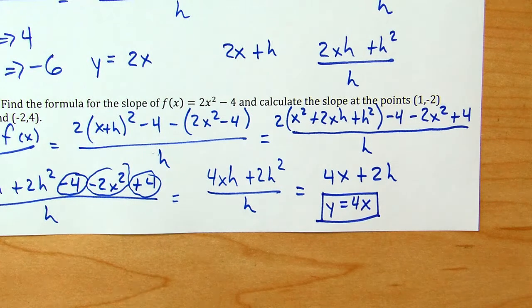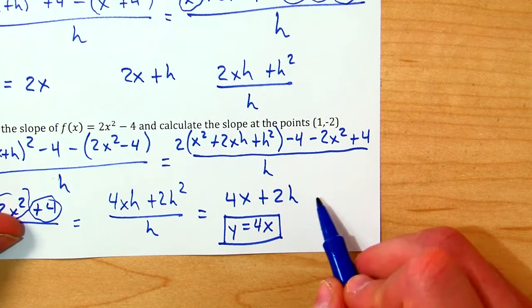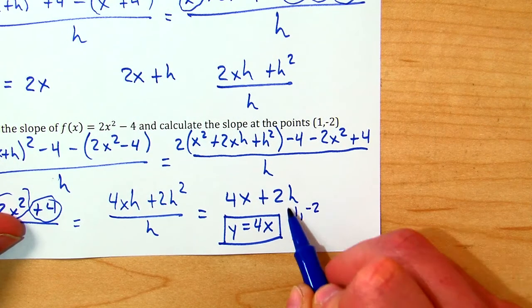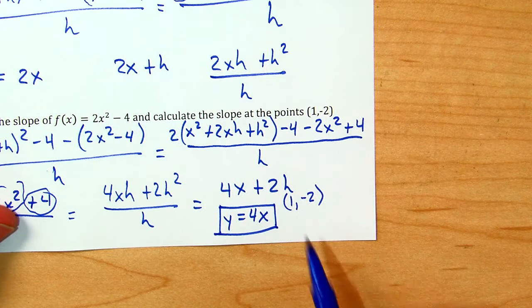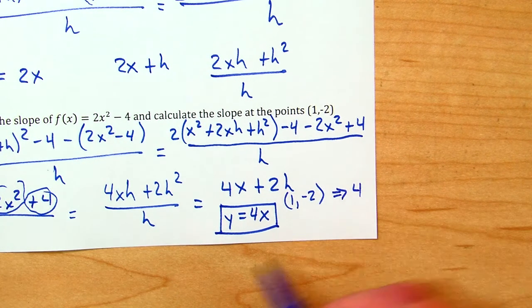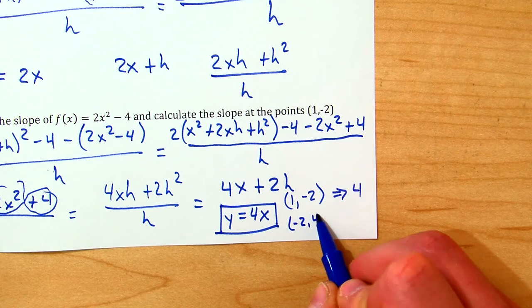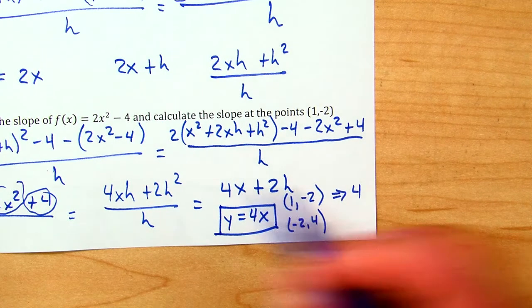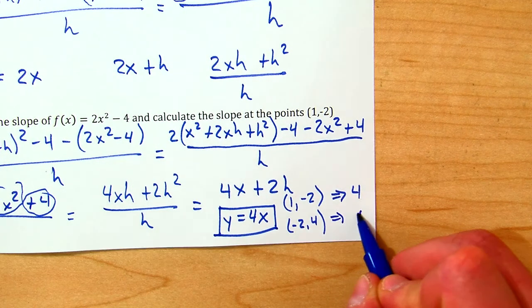So all I need to do, if I want the slope at (1, -2), is plug in 1. It looks like the slope is going to be 4. And at the other point, at (-2, 4), all you have to do is plug in negative 2, and it looks like you're going to get negative 8.